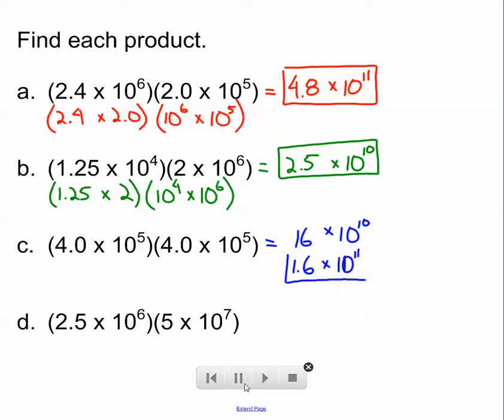Now that is scientific notation. We get a number less than 10 times a power of 10.